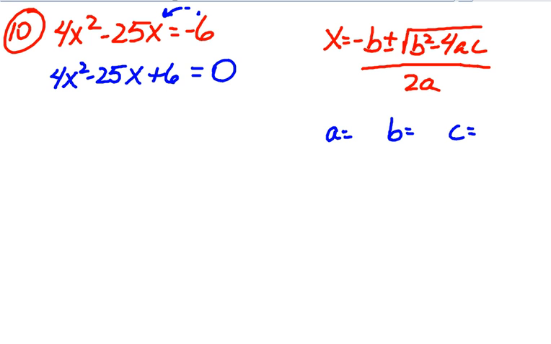All right, number 10, notice, was not equal to 0. And for it to be in standard form, it must be equal to 0. So what I did here in the second step, I went ahead and pushed the 6 to the other side of the equal sign. So when I chunk it over, it goes from -6 to +6. And so this is what I have. And so my A, B, and C, if I'm going off of this, there's A, B, and C. So A is 4, B is -25, and C is 6.